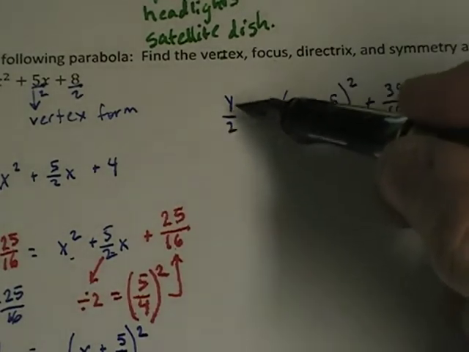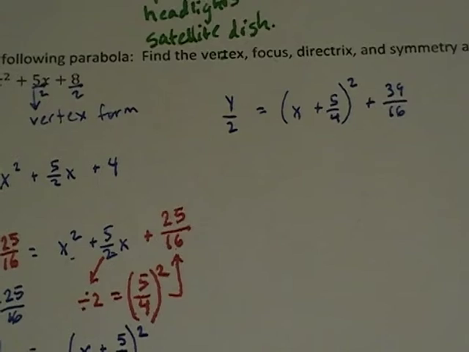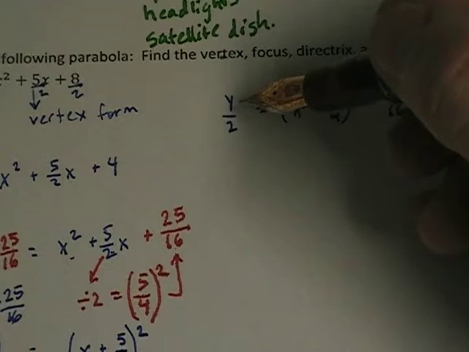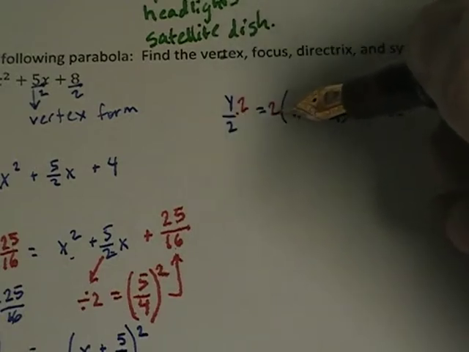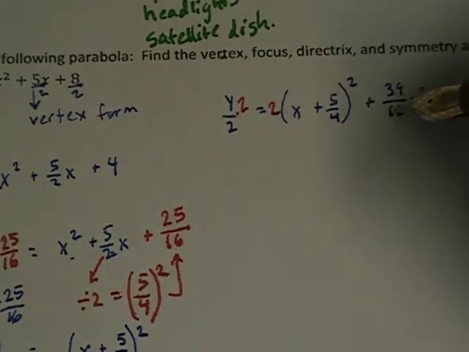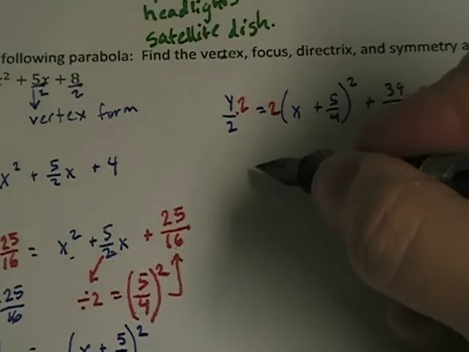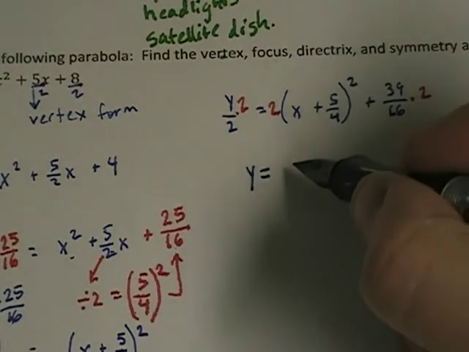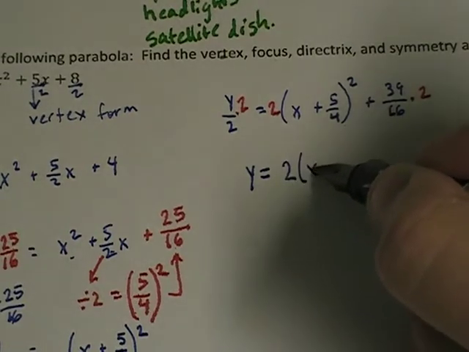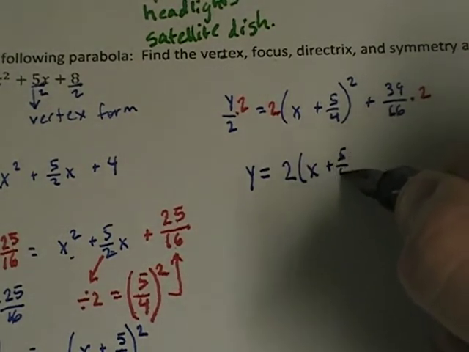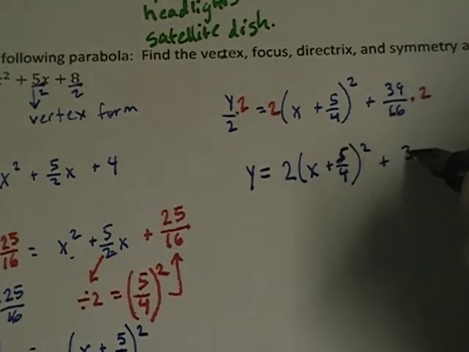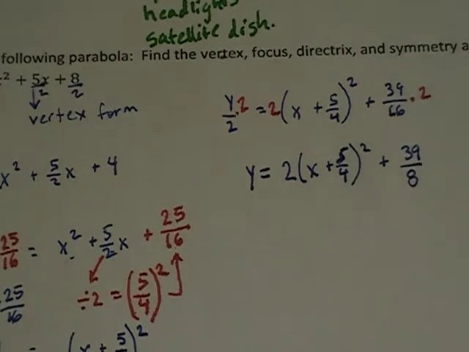Last step is to multiply everything by 2. And commonly what happens here is someone will forget one of these. So times 2, and times 2, and that's going to turn into an 8. Our final answer for this, it's actually not even an answer because it's not what they ask us for, but it's going to help us find what they ask for, is y equals 2 times x plus 5/4 quantity squared plus 39 over 8.